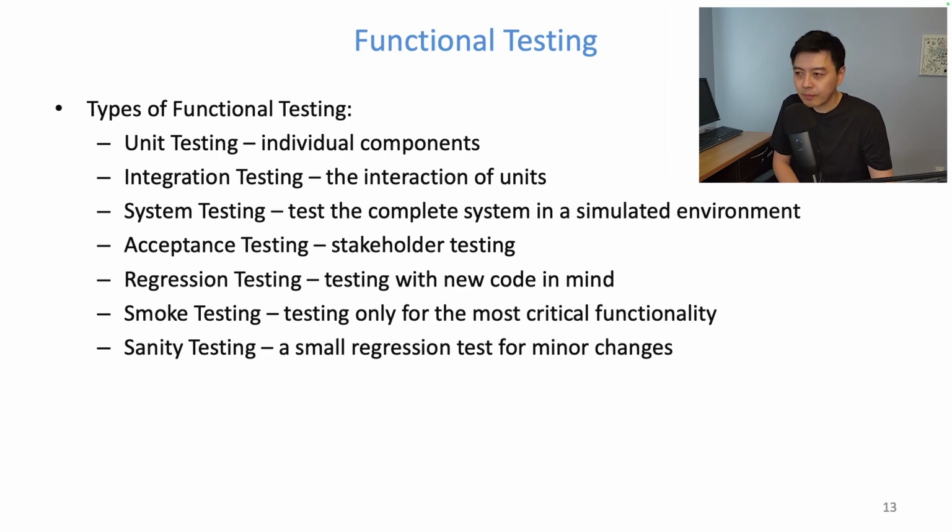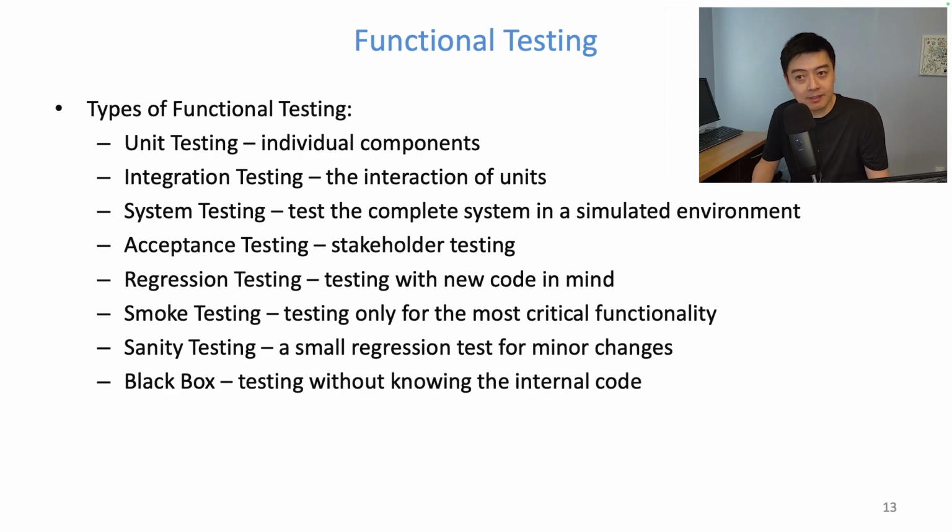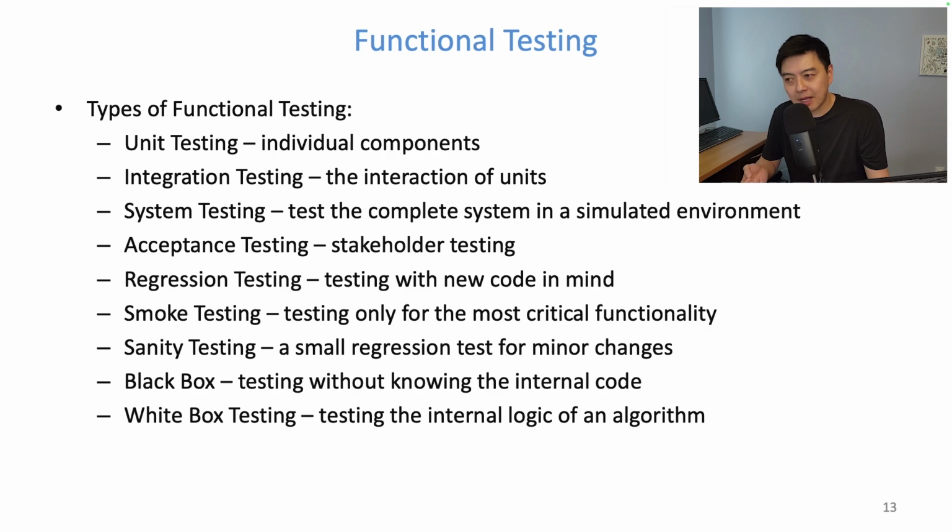All right. So in terms of strategies, you've probably heard of these terms, black box testing and white box testing. The difference between black box and white box testing is really just how much knowledge we have of the internal code structure. Black box testing is testing without the knowledge of internal code. So it's just testing inputs and outputs, right?